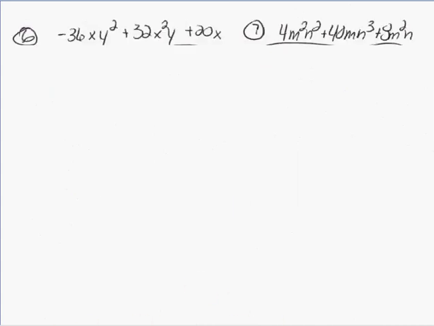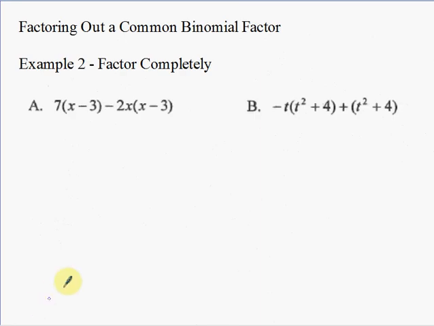Different type of problem. We're going to skip this. All right, where we're factoring out a common binomial factor. And the example says factor completely. Anytime you're factoring, you want to factor completely. So that's not so much what we're worried about right here, is we want to get a common binomial factor. So here's what I'm going to look at.